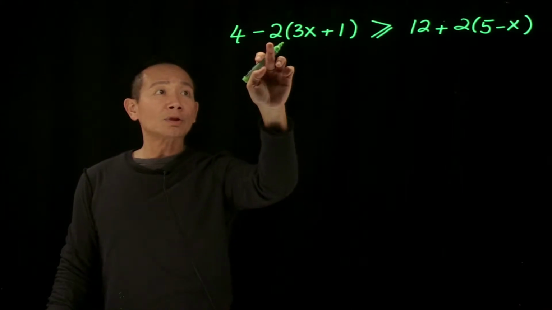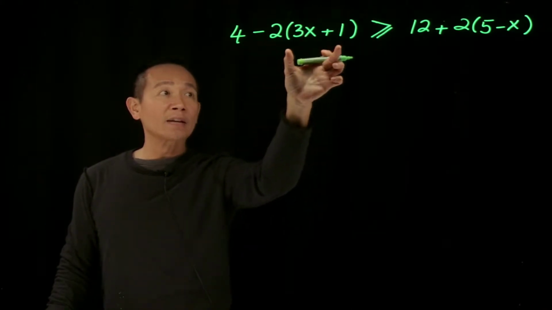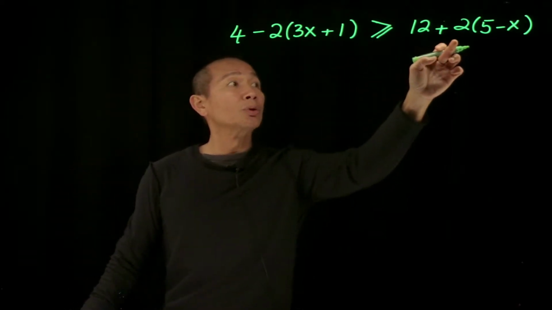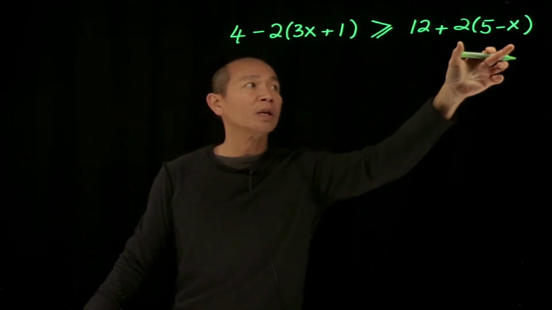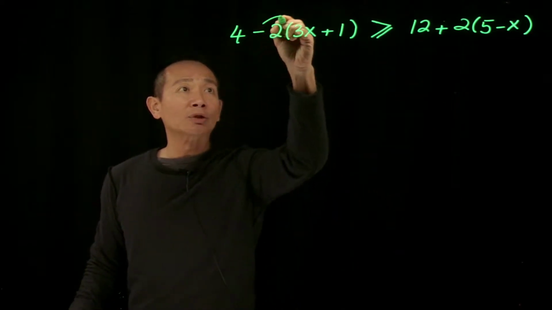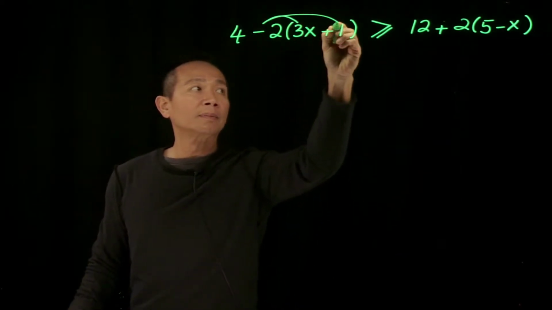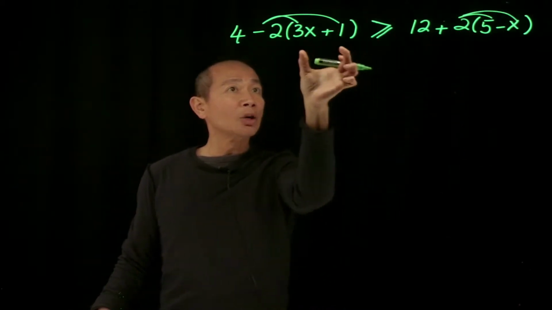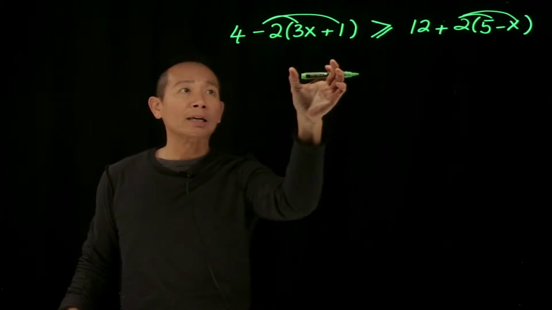We have -2 as the coefficient in front of this quantity, 3x plus 1. And we have 2 as the coefficient of this quantity. So we want to distribute -2 in and 2 in. You want to take these terms out so we can combine like terms.